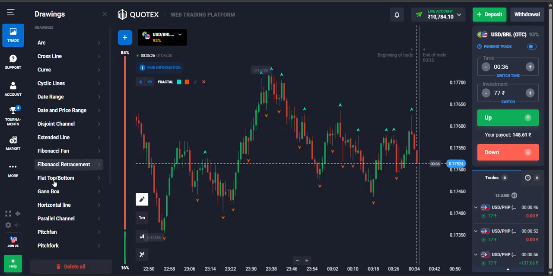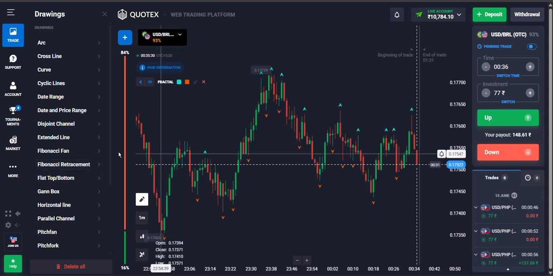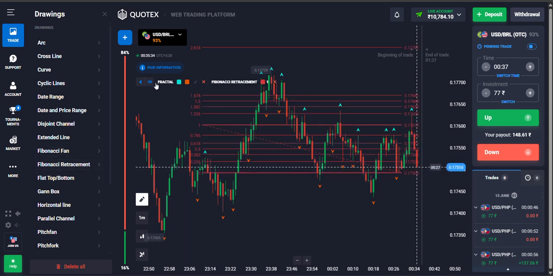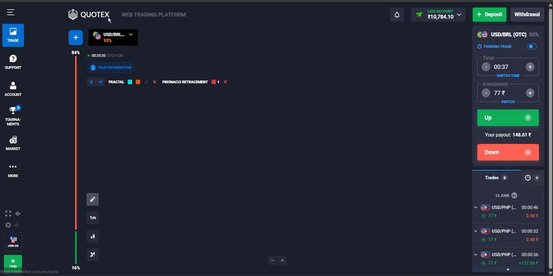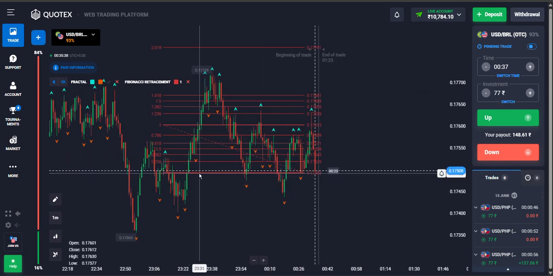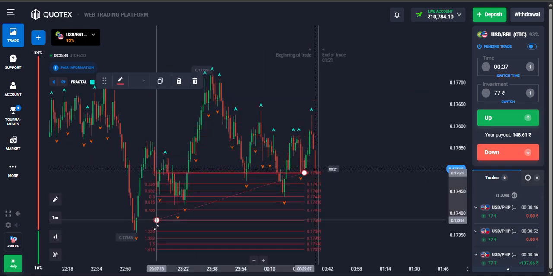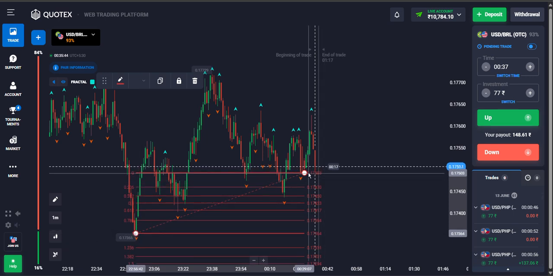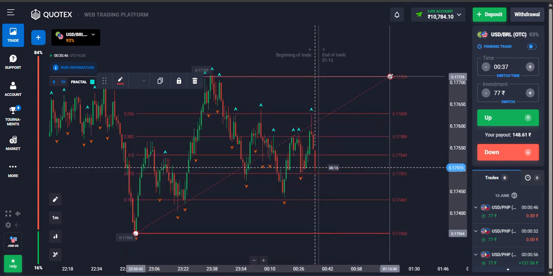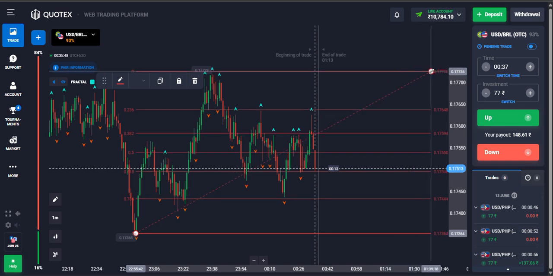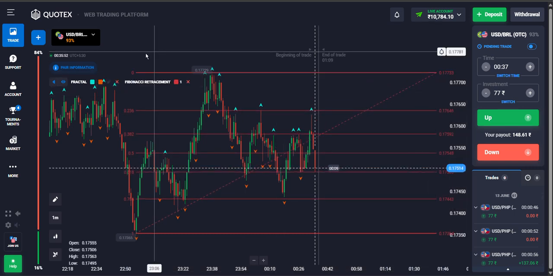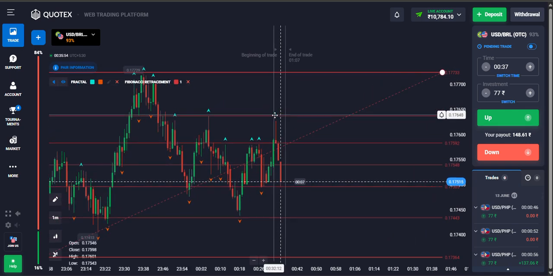The next thing that you have to do is add something called the Fibonacci retracement. If you go to drawings in this tab, you'll find Fibonacci retracement. Just click it, and you have to mark the lowest support and the highest resistance over here. Since we'll be trading in the 1 minute time frame, you have to make sure that you draw it correctly.